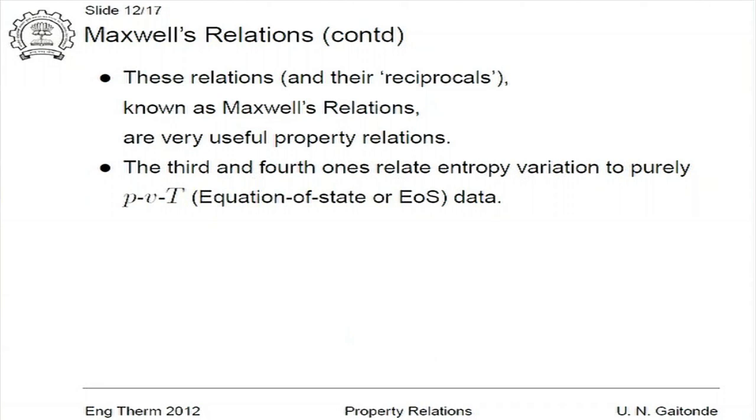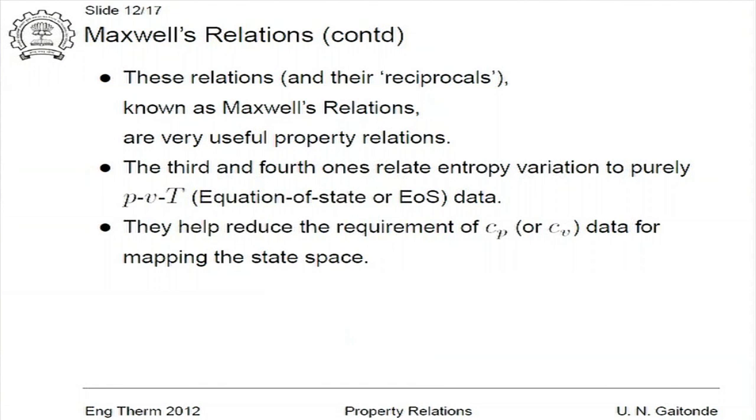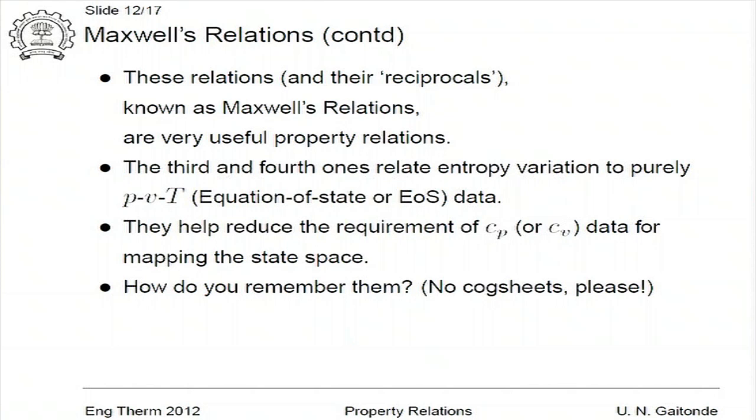The third and fourth ones relate entropy variation to purely PVT or equation of state data. They help us reduce the requirement of CP and CV data for mapping the state space, because entropy variation is available at least in part using only PVT data. And one of the important tasks in the study and application of thermodynamics, and one of the hardest jobs for any student of thermodynamics, including us, is how to remember them without having any funny material inside your trouser pockets. We now find a trick to do that: a physical realization and then some mathematical tools.